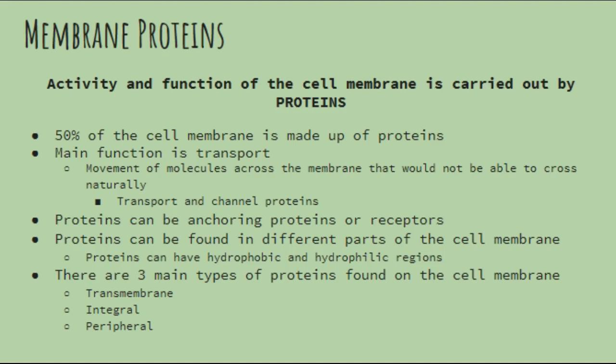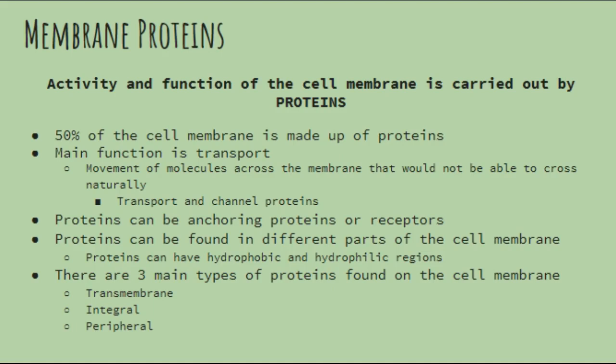Membrane proteins play a big role in the activity and function of the cell membrane. More than 50% of the cell membrane is made up of proteins, and their main function is transport. So their job is to move molecules across the membrane that wouldn't be able to cross the membrane on their own. These also include channel proteins and transport proteins. Proteins can be anchoring proteins or receptors.